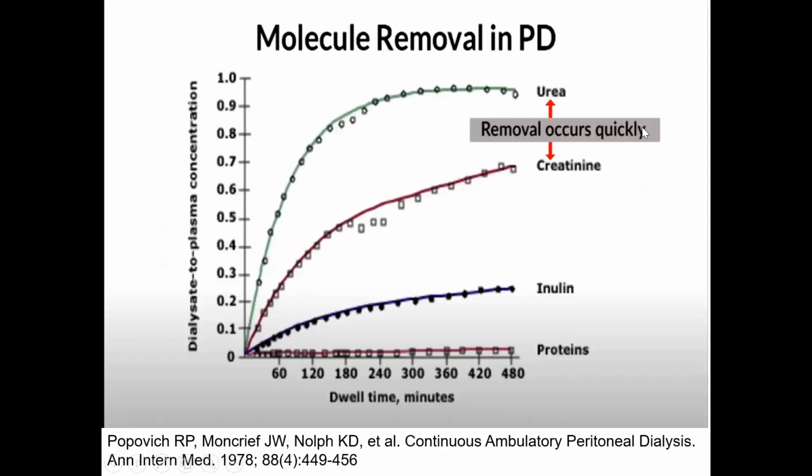This slide deals with the molecular removal in peritoneal dialysis. On the x-axis, dwell time is plotted in minutes, while on the y-axis, the dialysate to plasma concentration of various molecules is plotted. It can be seen from the graph that within 60 to 120 minutes of dwell time, removal of urea and creatinine occurs in maximum amount, while molecules like inulin and proteins are not removed even after maximum dwell time. So this is an advantage, as in peritoneal dialysis we require removal of urea and creatinine only as the major molecules.